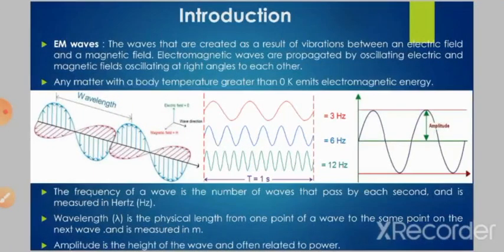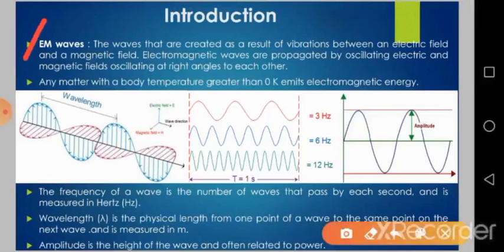In remote sensing, electromagnetic waves are used. Hence, we must know the basic characteristic features of these electromagnetic waves. These electromagnetic waves are created as a result of vibrations between an electric field and a magnetic field.